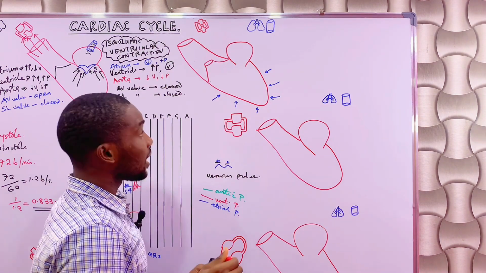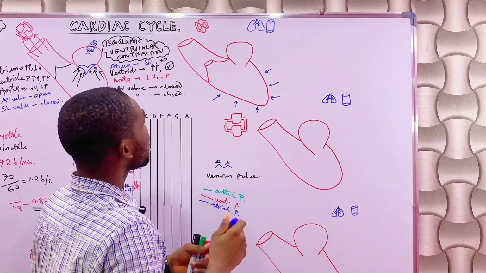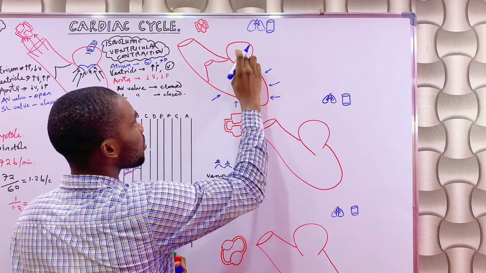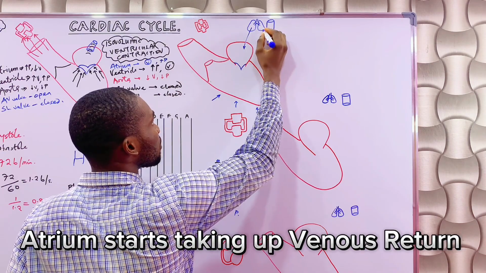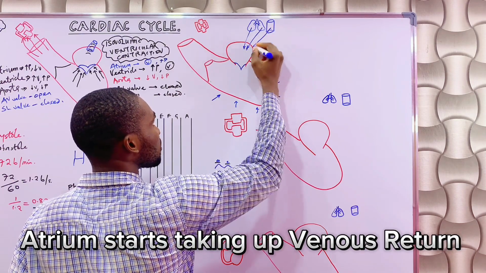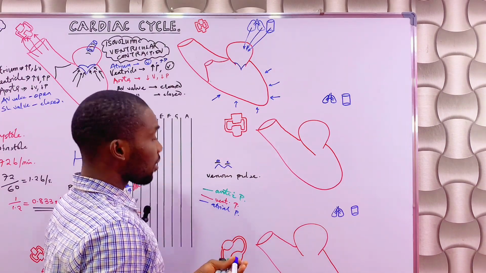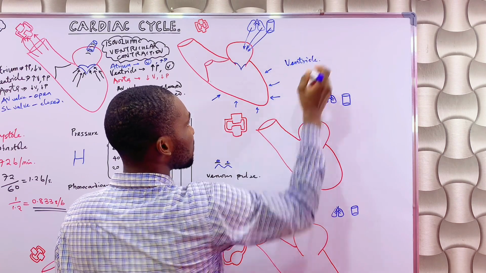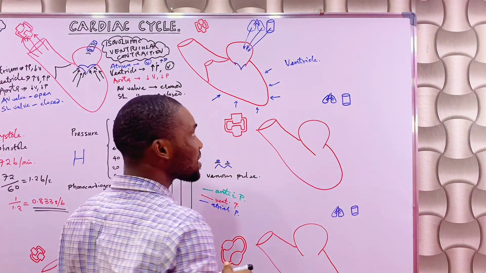All right. And then at the same time, the pressure here has been relieved. That's the pressure in the atrium has been relieved. So let's represent our valve over here. So the pressure here has been relieved, and the atrium starts taking up blood. That's the venous blood, right? So let's see what happens in the ventricle first. What happens in the ventricle? Is pressure increasing or decreasing? That's correct. The pressure is increasing.